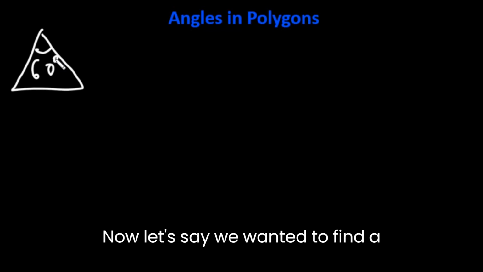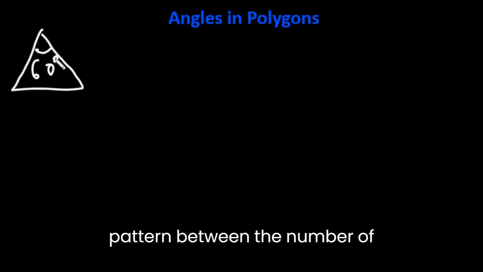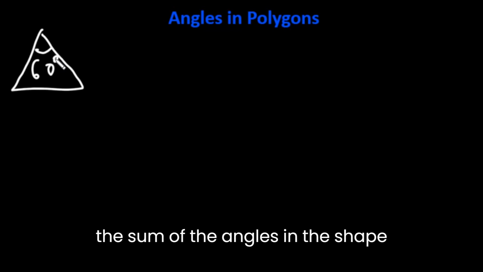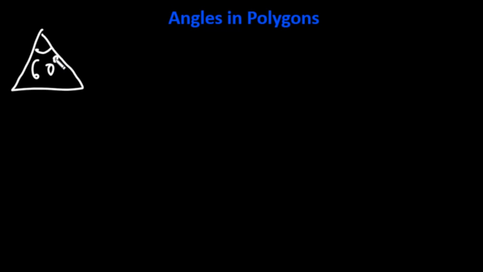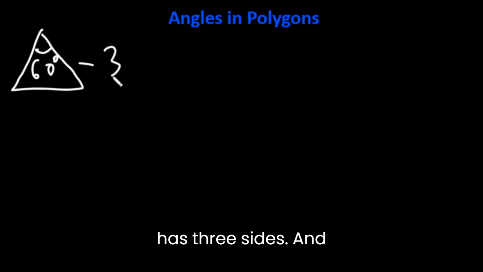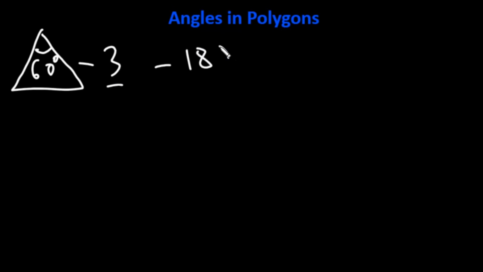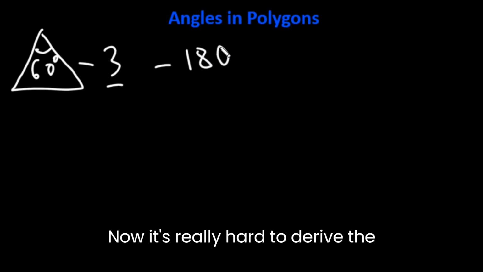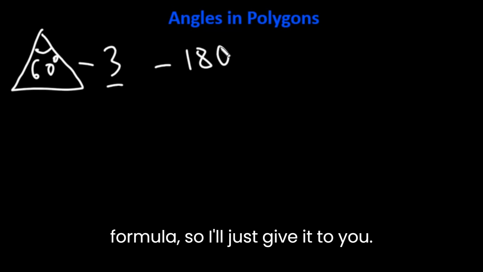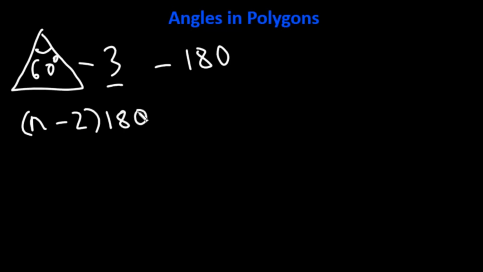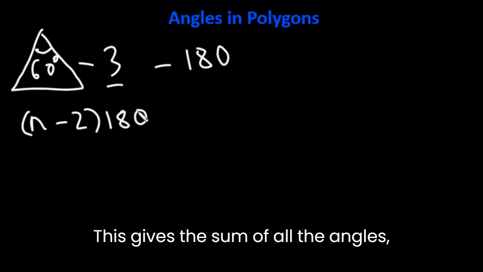Now, let's say we wanted to find a pattern between the number of sides a shape has and the sum of the angles in the shape. So, a triangle has 3 sides, and from 3, we want to go to 180. Now, it's really hard to derive the formula, so I'll just give it to you. The formula is n minus 2 times 180. This gives the sum of all the angles.